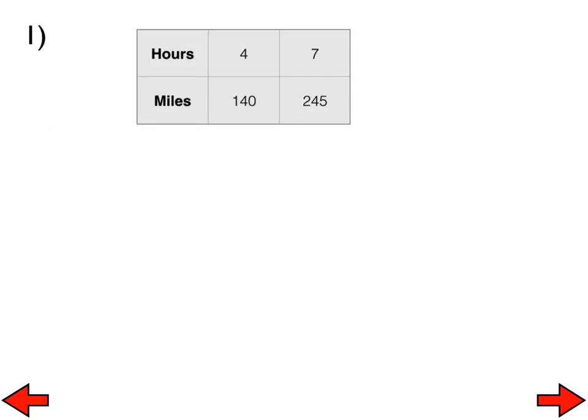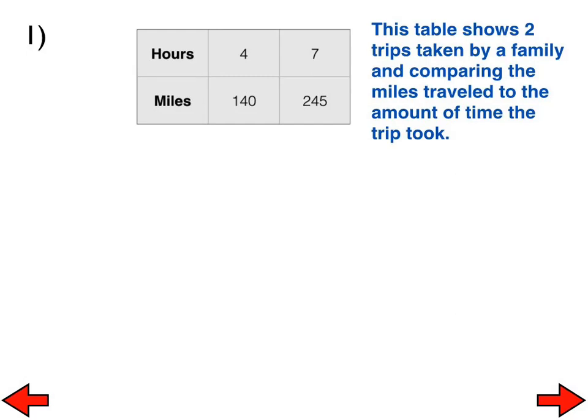Here we have a table of values. And whether you recognize it or not, these are 2 ratios. For 4 hours, you can go 140 miles. For 7 hours, you can go 245 miles. I'm just reading the table. So this table shows 2 trips taken by a family and comparing the miles traveled to the amount of time the trip took. So we're going to define the hours to be represented by the variable x, and we're going to represent miles by the variable y. Now we could use any variables we want to, but for today and tomorrow we're going to stick with x and y.